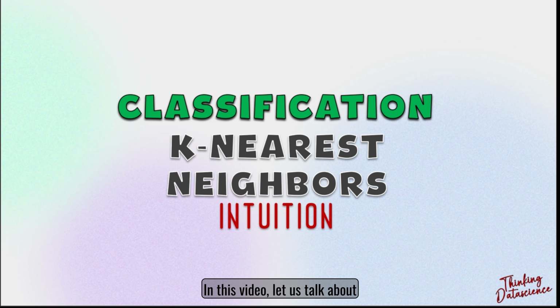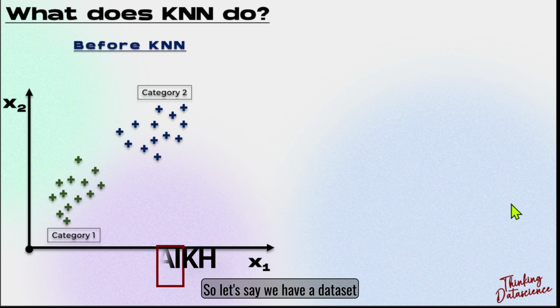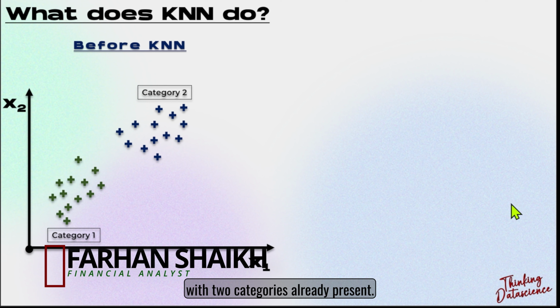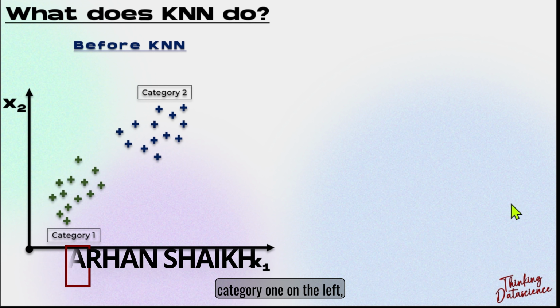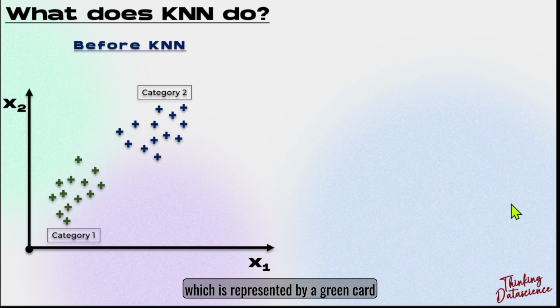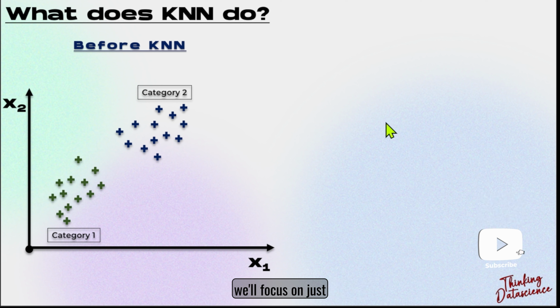In this video, let us talk about a classification technique called K nearest neighbors, better known as KNN. So let's say we have a data set with two categories already present. So we have identified two categories, category 1 on the left, which is represented by a green card, and category 2 on the right, which is represented by a blue card. To keep things simple, we'll focus on just two variables or columns in our data set. So that is x1 and x2.